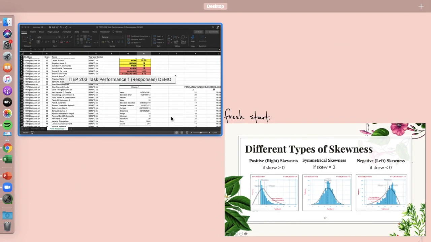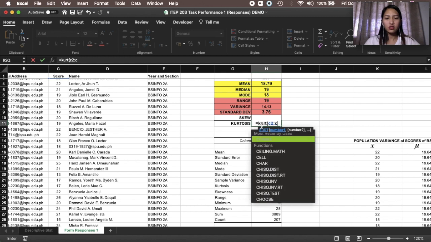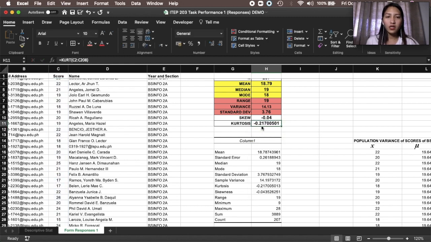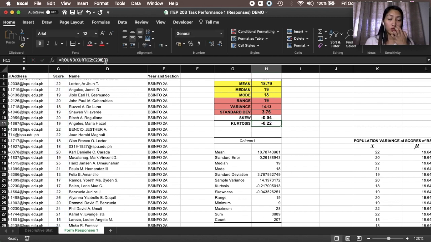Ganyan. Ngayon, yun namang kurtosis natin, ang kailangan mo lang is to type in the formula Kurt, the range, C208, and then that's the value of your kurtosis. Okay. And then, i-round off ko lang siya into 2 decimal points. So, negative 0.22 siya. So, yan ay negative 0.22.